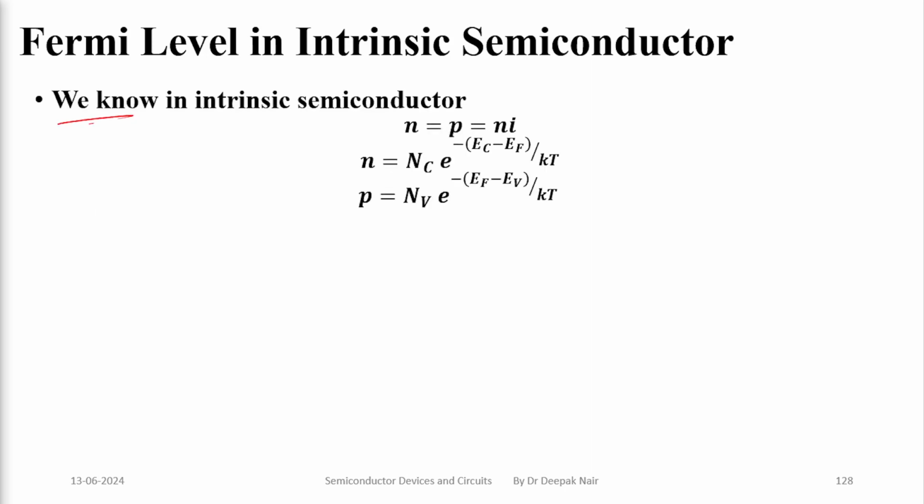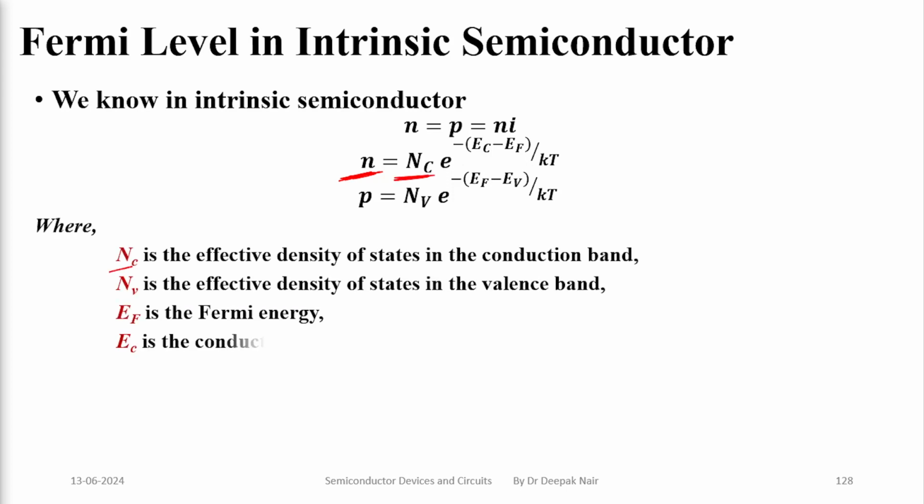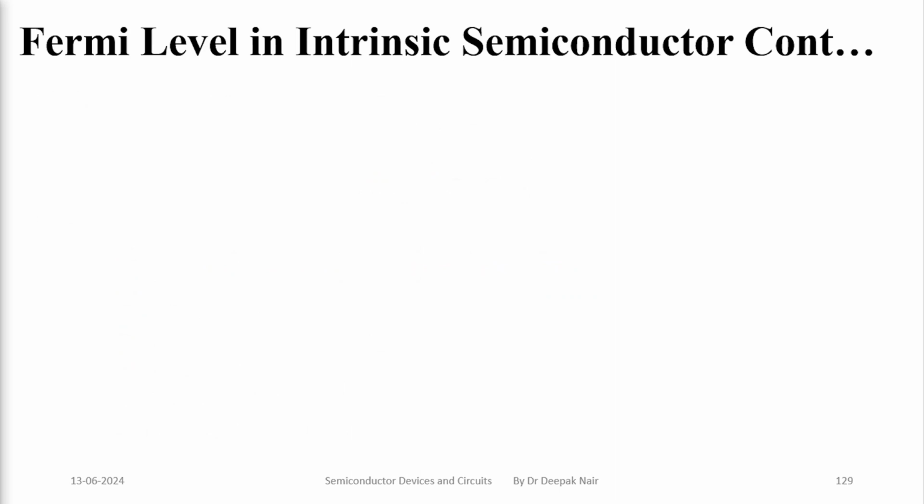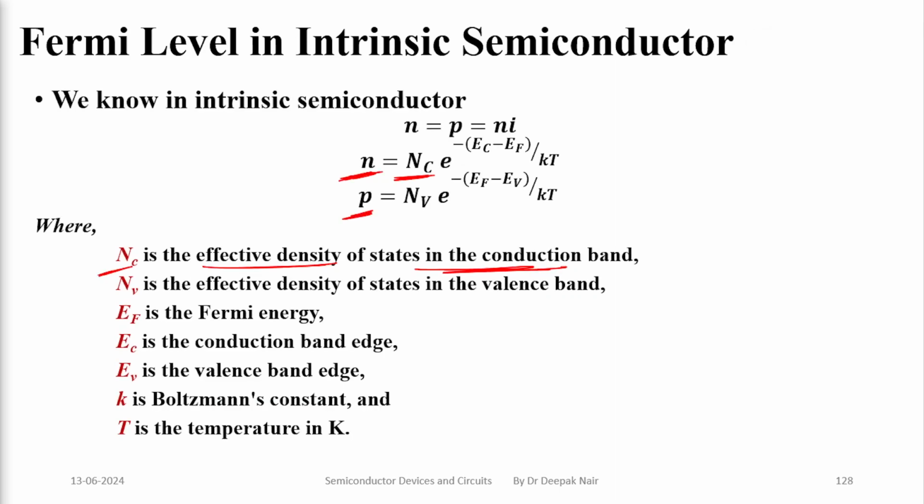So now we know that in an intrinsic semiconductor, n, that is electrons, is equal to holes, and that will always be equal in the case of pure semiconductors, and that is equal to ni, the intrinsic semiconductor concentration. Small n, the number of electrons, is given by capital Nc, where capital Nc is the effective density of states in the conduction band, and small p is the number of holes, which is dependent on the effective density of states in the valence band.